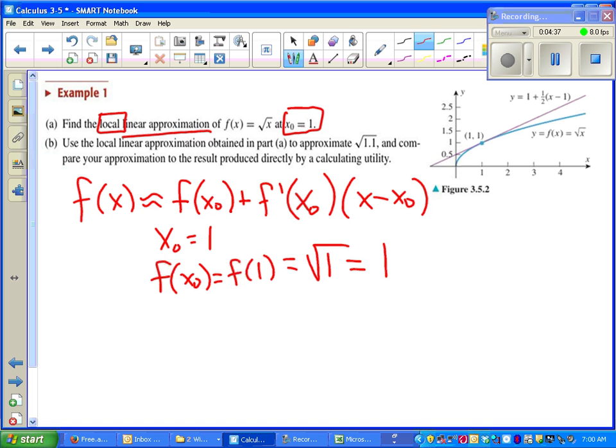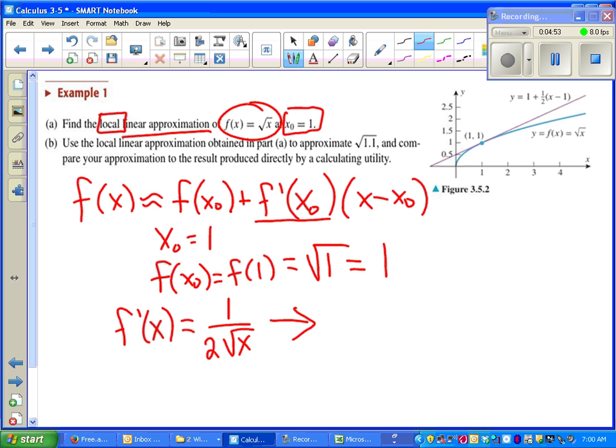What else do I need? I need the derivative at x0, which means I need the derivative of f. If I want my derivative of f, going back to the original equation, we should be able to figure out without too much difficulty that the derivative is as so. Now if we want the derivative at x0, which again is really the derivative at x equals 1, we just plug in 1, and we get 1/2. Looking at my formula, I already know x0. It looks like I know everything now, so I'm going to plug it all in. Let's color code for your convenience.